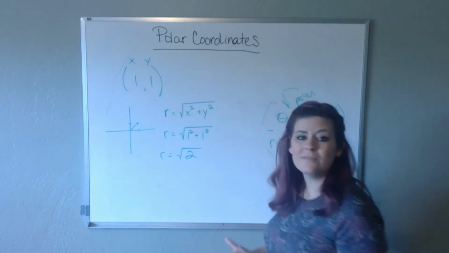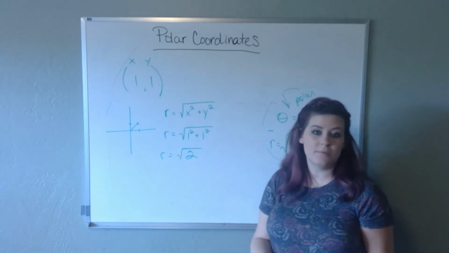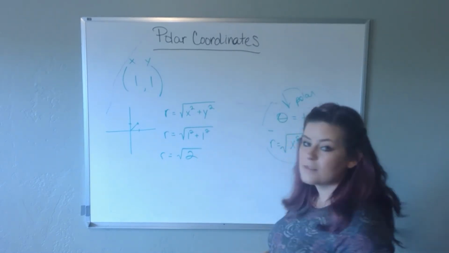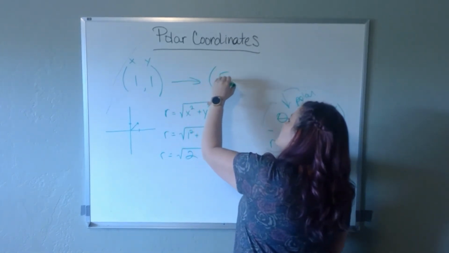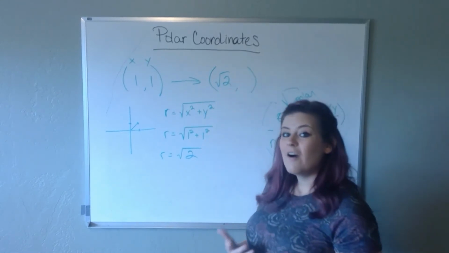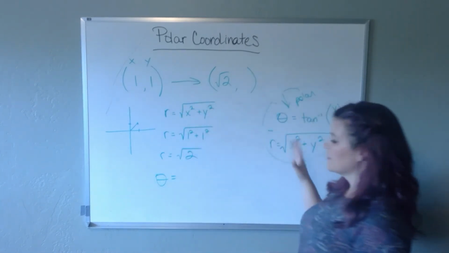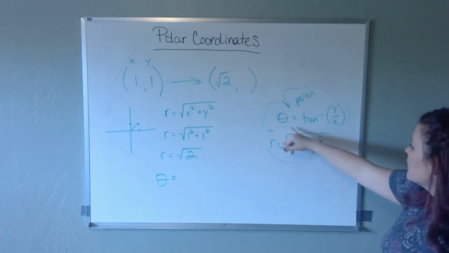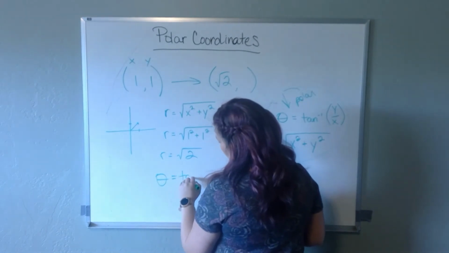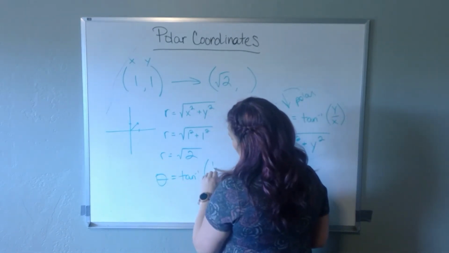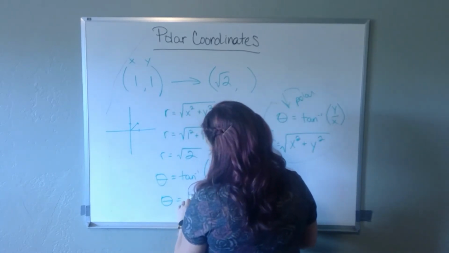And you can just leave it like that. It's exact. Just make sure if you have a root here that you simplify it if you can. But r is the square root of 2. So let's start your polar coordinate pair. R comes first, and it's the square root of 2. All you got to find is theta. So I go over here and I say, okay, if you have x and y, to find theta, you do the inverse tangent of y over x. So theta is the inverse tangent of 1 over 1, which is just the inverse tangent of 1.